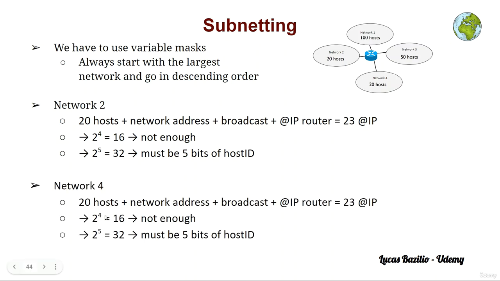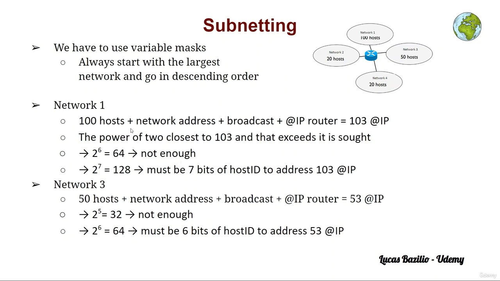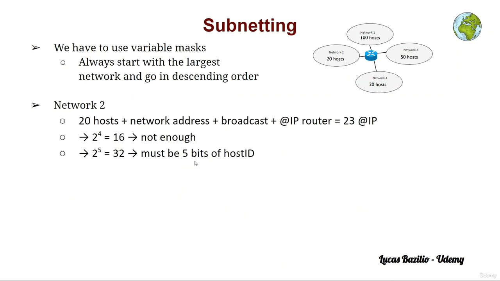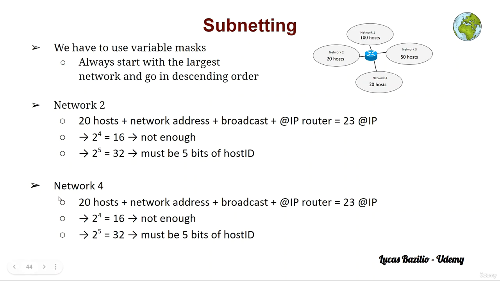And finally, network 4 is the same idea. Since we have the same number of hosts requirement, the number of bits will be the same, right? We need 23 IP addresses here for the router as well, broadcast, network, and the hosts. 2 raised to 5 gives us a value sufficient to support this number of hosts, so 32 different IP addresses. So we also need 5 bits of the host ID for network 4. All in all, 7 bits of host ID for network 1, 6 bits for network 3, 5 bits for network 2, and also 5 bits for network 4.